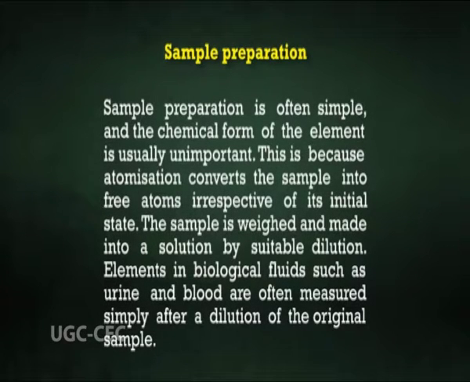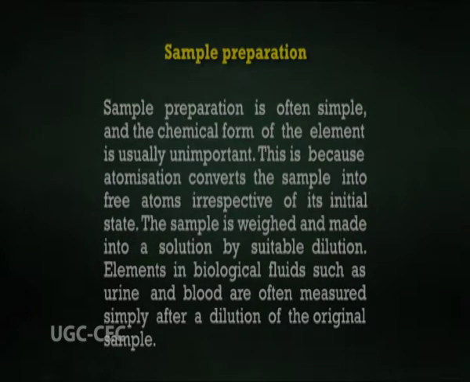Sample preparation. Sample preparation is often simple, and the chemical form of the element is usually unimportant. This is because atomization converts the sample into free atoms irrespective of its initial state. The sample is weighed and made into a solution by suitable dilution. Elements in biological fluids such as urine and blood are often measured simply after a dilution of the original sample.